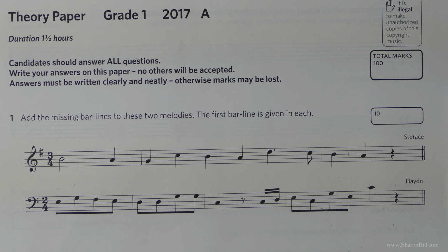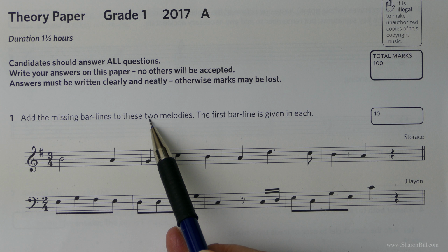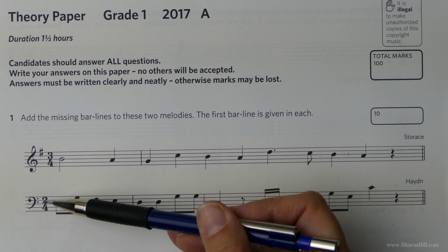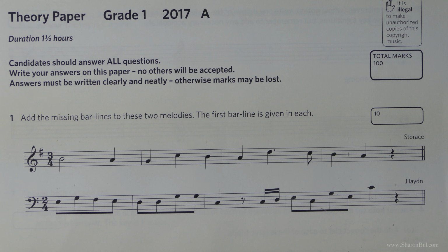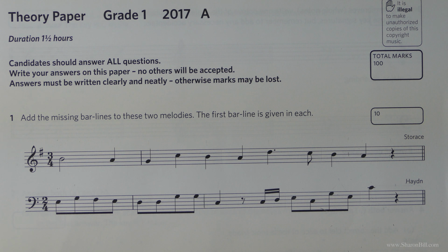and then we're all ready to get cracking. So I'm hoping that you've had a go of this yourself, and now we'll look through the answers together. And so the first question asks us to add missing bar lines to these two melodies. There are two separate melodies, so we're going to be looking at two different time signatures, so just watch out for that. They've given us the first bar line in each case, so that should help us as well.